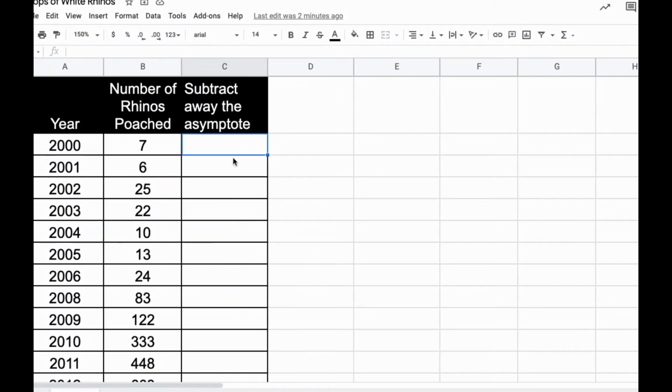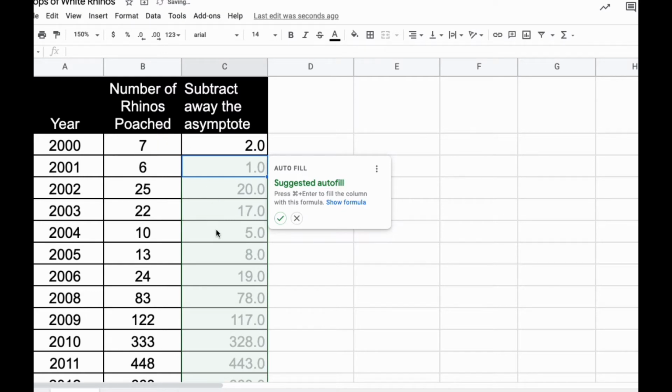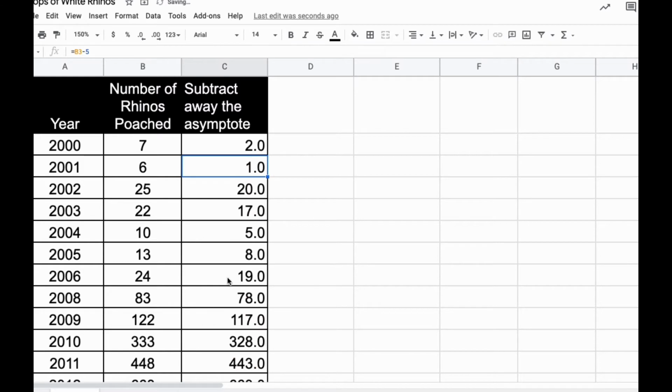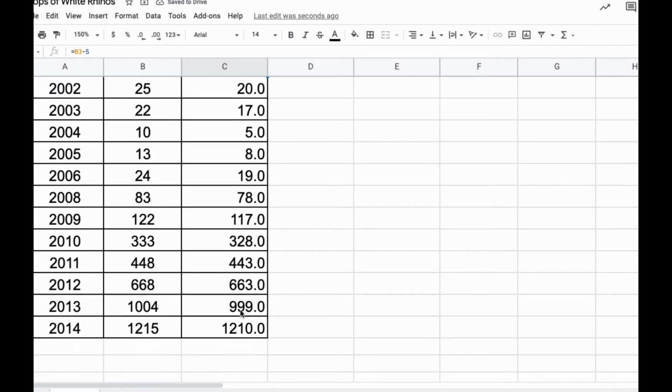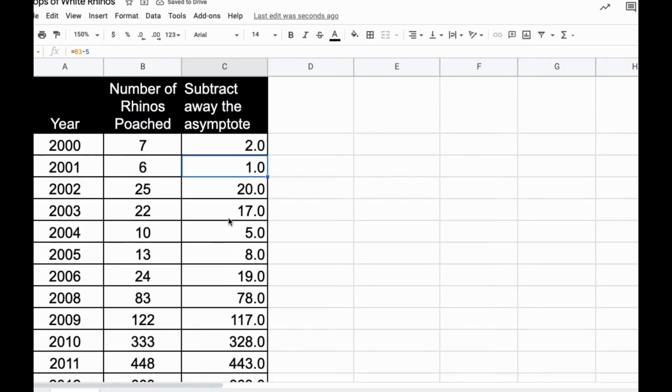So I'm going to go to the cell I want. And when I do a computation with my spreadsheet, I hit the equal sign. I'm going to click on this cell, and I'm going to subtract 5, enter. And this time I'm going to use the autofill feature, and I'm just going to click on the button, and it will fill all the way. All of these values have been subtracted 5.